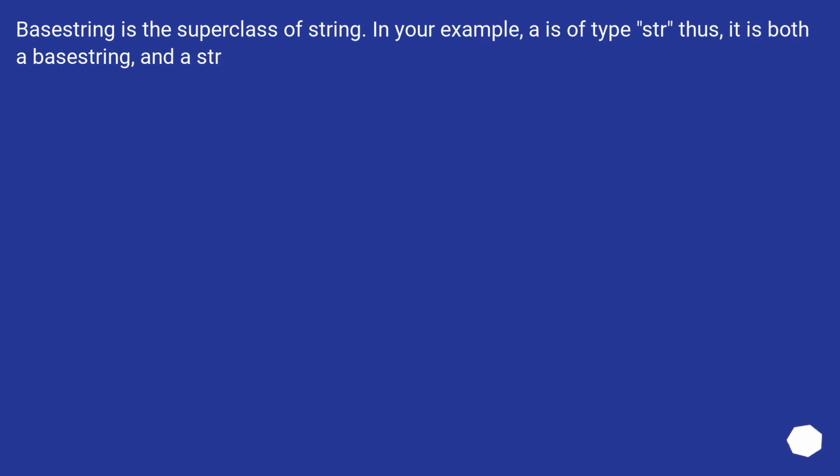basestring is the superclass of str. In your example, a is of type str, thus it is both a basestring and a str.